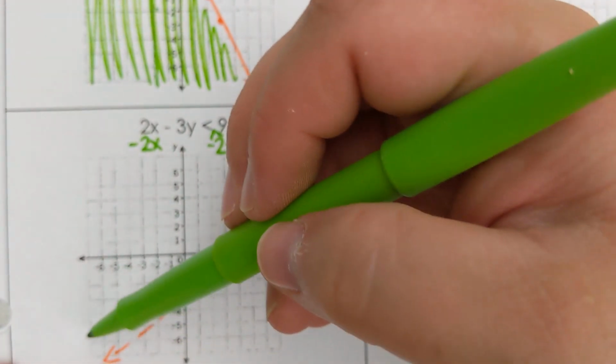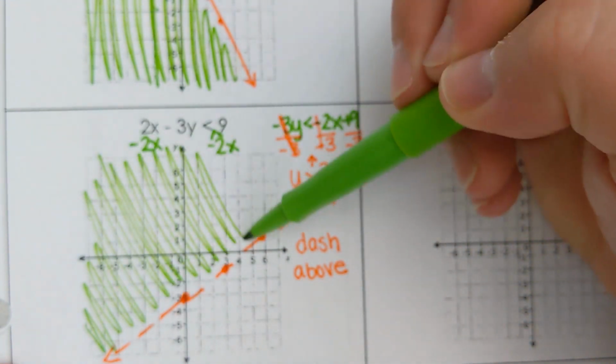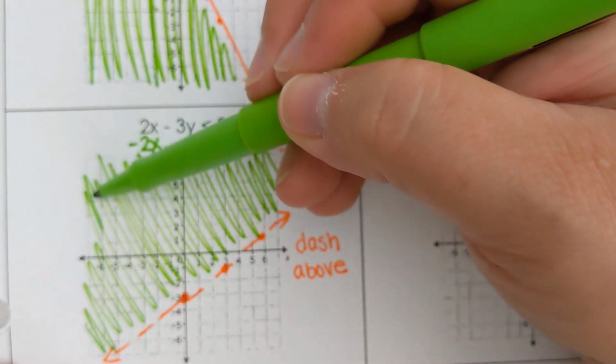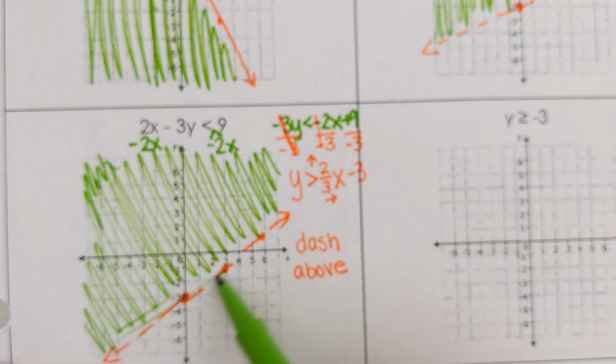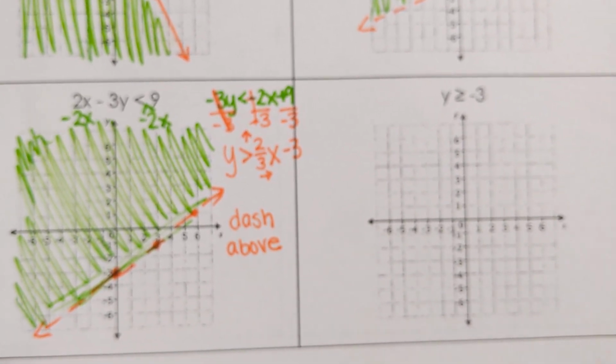And then I'm going to shade this whole area up here. Notice how no matter what, I'm shading all the way to the edge of the graph and all the way up to my line. Okay? And then we have kind of a tricky one that ends up being not too difficult at the end.